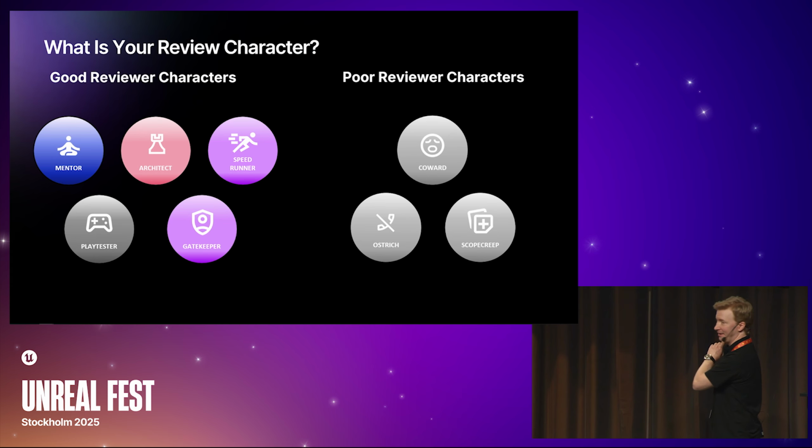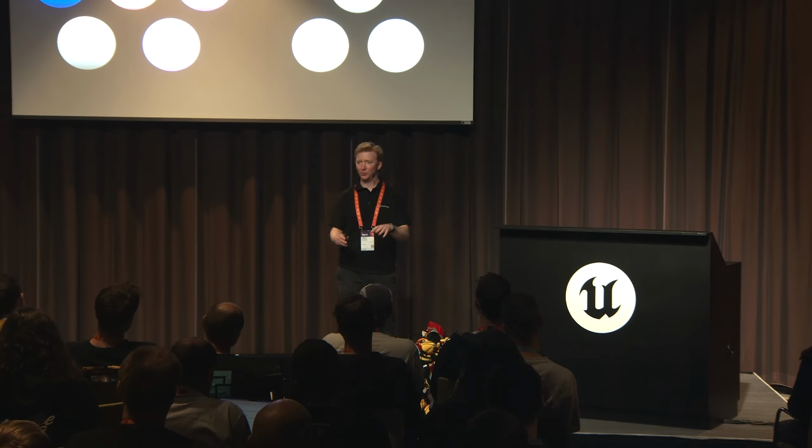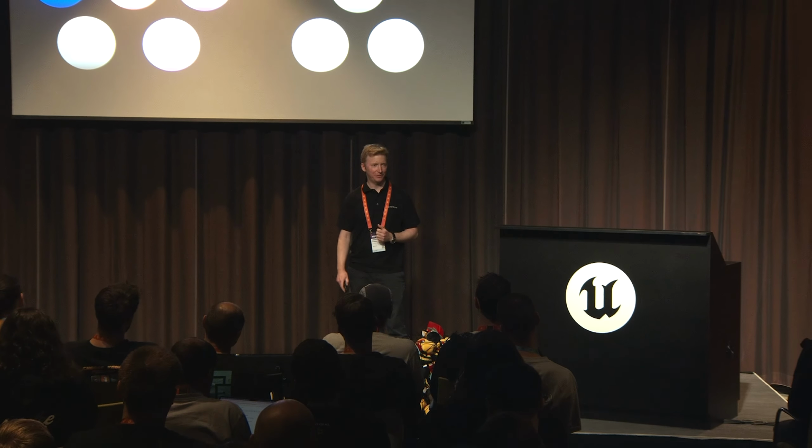But then you have these bad guys on the right-hand side. Hopefully no one recognizes these. The coward is the person who always follows what other people are doing. They never contribute anything to code review whatsoever. They wait until someone else votes up and then they go in and vote up. The ostrich is a person who just ignores it completely, never wants to contribute, and just wants to do their own work without helping or looking at something else. And the scope creep is someone who would just add extra work: oh, while you're looking at this code, why don't you also do these other things?